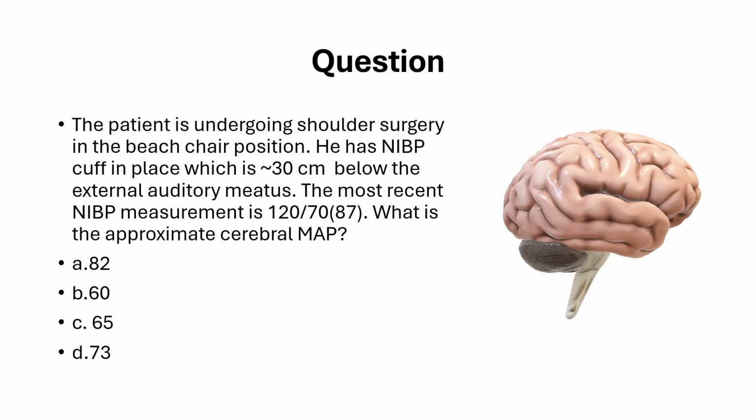So let's do a question. You have a patient who is undergoing shoulder surgery in the beach chair position. He has a non-invasive blood pressure cuff in place, which is about 30 centimeters below the external auditory meatus. His most recent blood pressure measurement is 120/70 with a mean pressure of 87. The question is, what is the approximate cerebral mean arterial pressure? Option A, 82, option B, 60, option C, 65, and option D, 73.